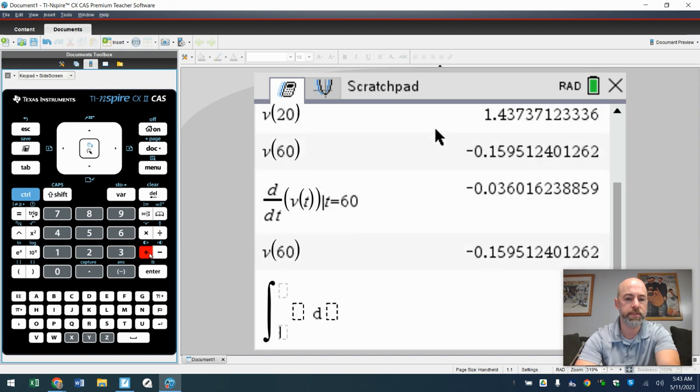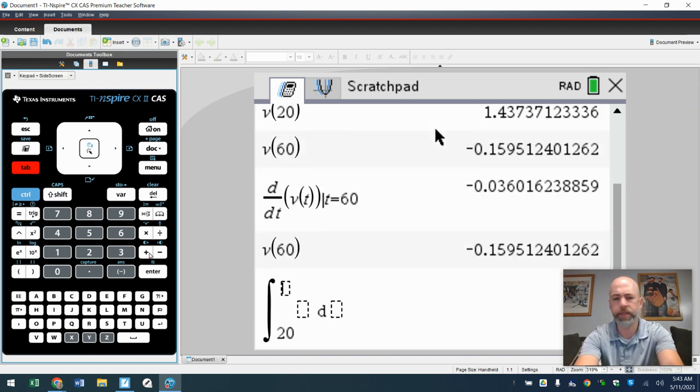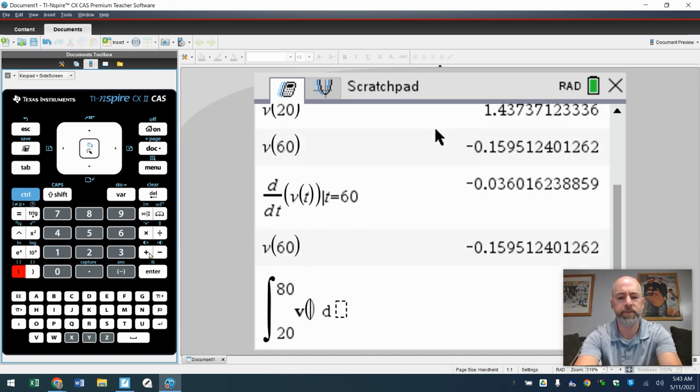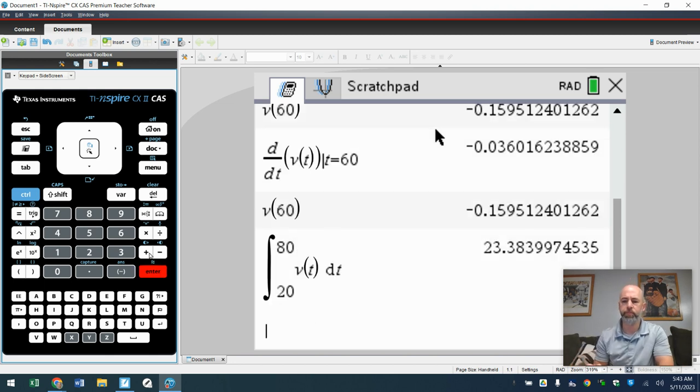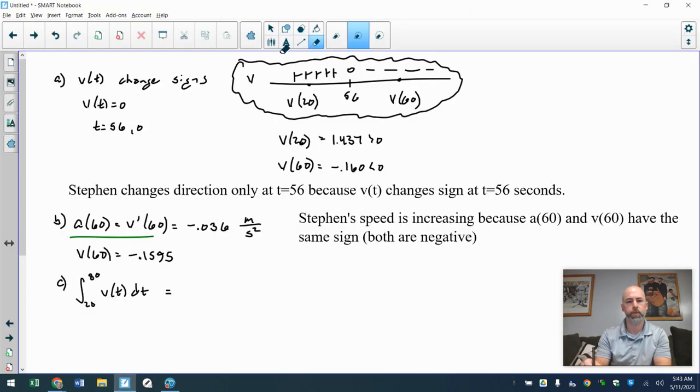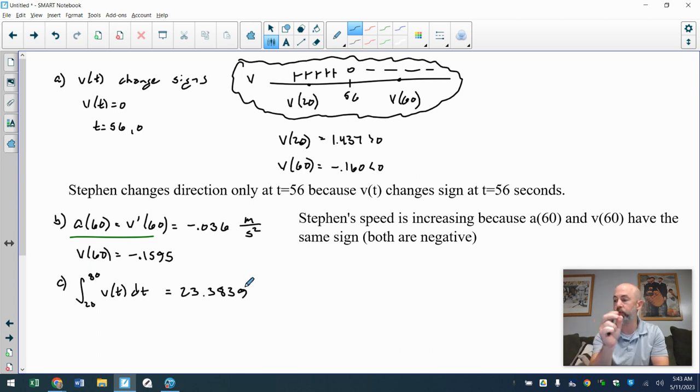Shift plus, and we're going from 20 to 80 of my v of t function, dt, and I'm getting 23.3839, which you can round to 23.384 or truncate to 23.383. In this case, you do need that third decimal because this is the answer to the question.